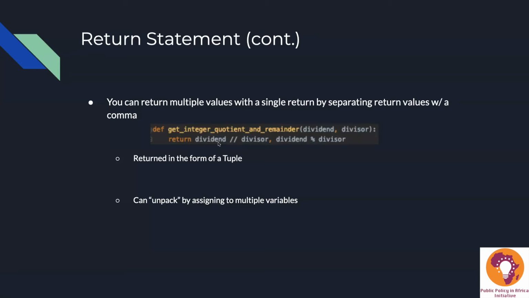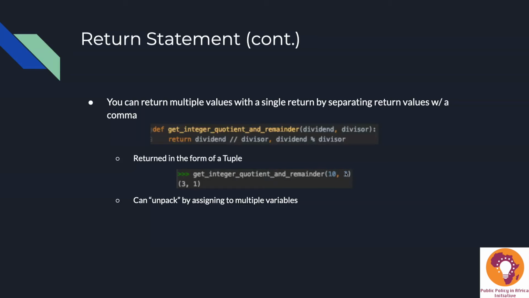In here, I return the dividend floor division divisor, using integer division. Remember the double slash from the first week. And then I'm also returning, because I have a comma here, the dividend mod the divisor, which, remember, the modulus operator returns the remainder of that integer division. When we do this, the values are returned in the form of a tuple. In this case, I'm not storing anything in a variable, and remember that if we don't store it in a variable, it'll output to the console. So we call get integer quotient and remainder for 10 and 3.